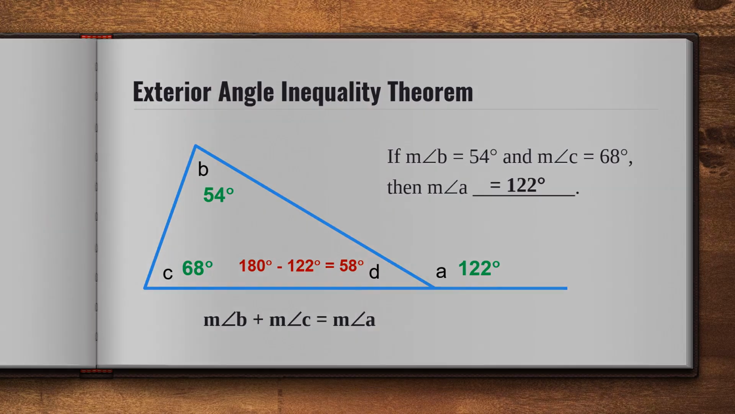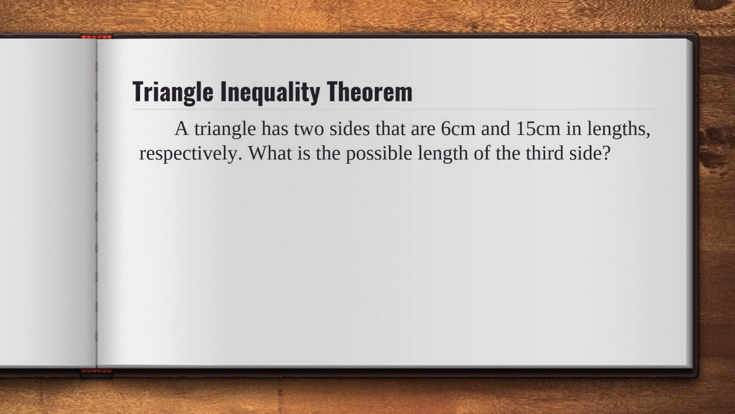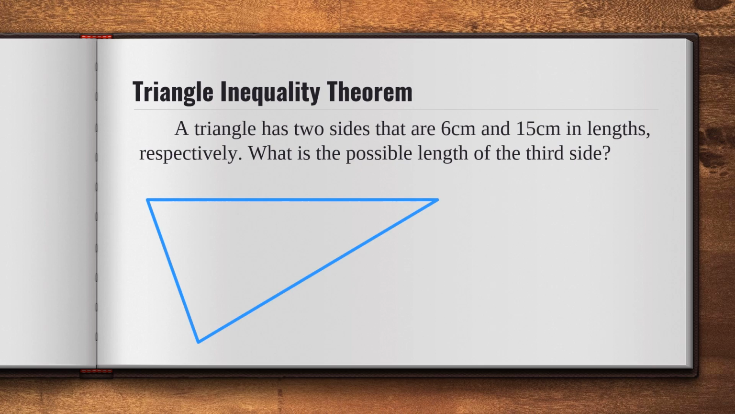Okay? Next, how about the triangle inequality theorem? Okay, here's an example problem. A triangle has two sides that are 6 centimeters and 15 centimeters in lengths, respectively. What is the possible length of the third side? Okay, so here is the triangle. Meron daw sukat yung dalawa. We have 6 centimeters yung isang side and the other side is 15 centimeters. Okay, eto po, si mahiwagang x. So, ano kaya yung mga possible na sukat nitong third side?